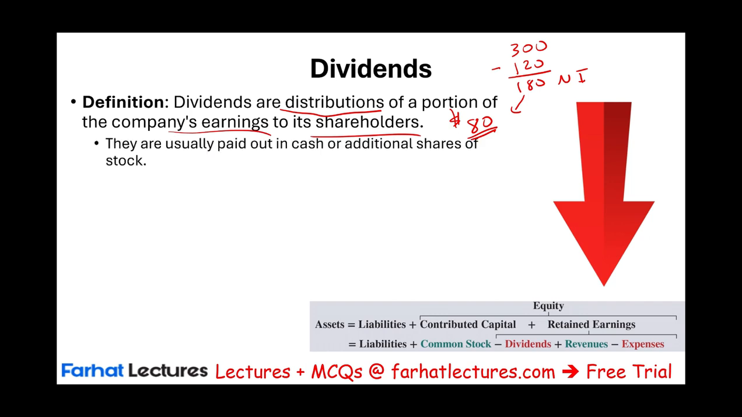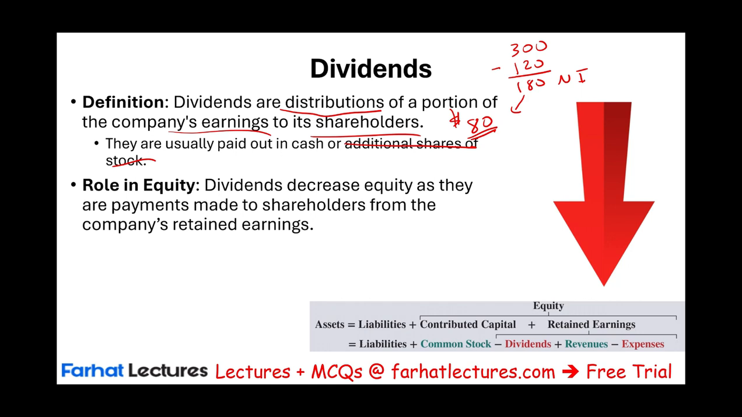They are usually paid out in cash or additional shares of stocks. Just in cash, that's fine. Equity. What's the relationship between dividend and equity? As you take money out of the business, the equity of the business will go down. Now, my personal equity will go up as the owner, but the equity of the business is decreased. Why? Because the company will have less cash.